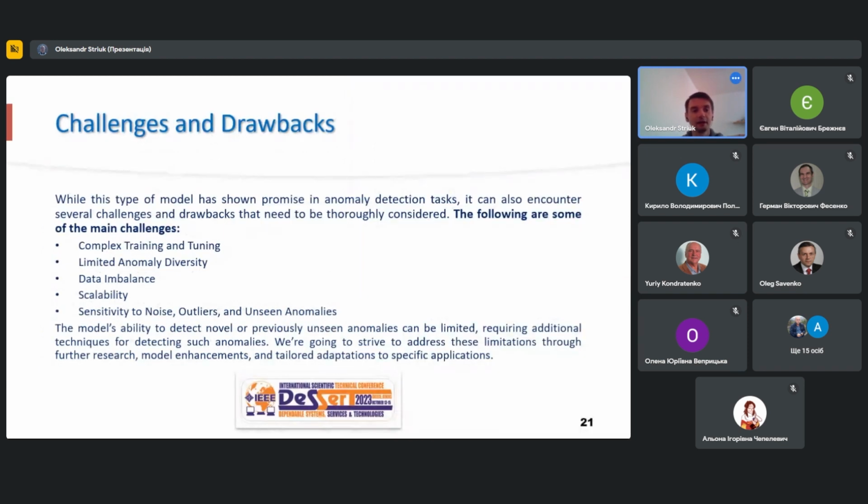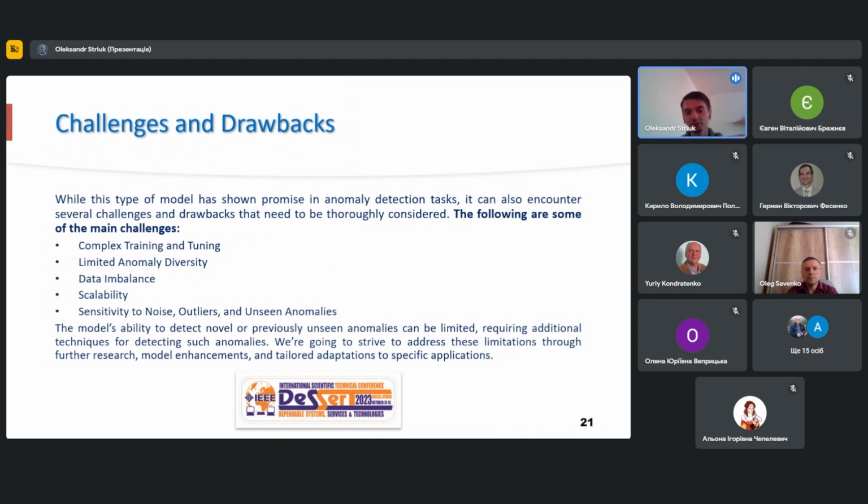Challenges and drawbacks. While this type of model has shown promise in anomaly detection tasks, it can also encounter several challenges and drawbacks that need to be thoroughly considered. The following are some of the main challenges: complex training and tuning, limited anomaly diversity, data imbalance, scalability, sensitivity to noise, outliers, and unseen anomalies. The model's ability to detect novel or previously unseen anomalies can be limited, requiring additional techniques for detecting such anomalies.